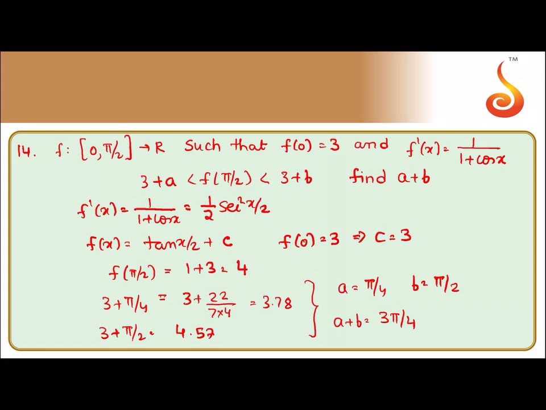As f of pi by 2 is 4, we will take, and the interval is also given, 0 to pi by 2. So a belongs to 0 to pi by 2. That's why we took 3 plus pi by 4 and 3 plus pi by 2. So actually this comes according to the options. So you have to check according to the options. We rearrange it.